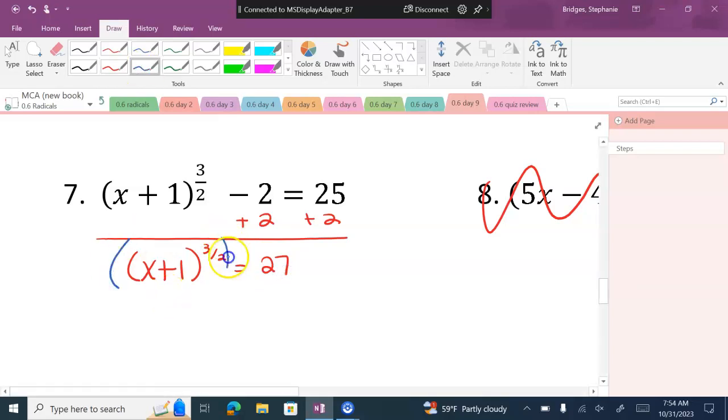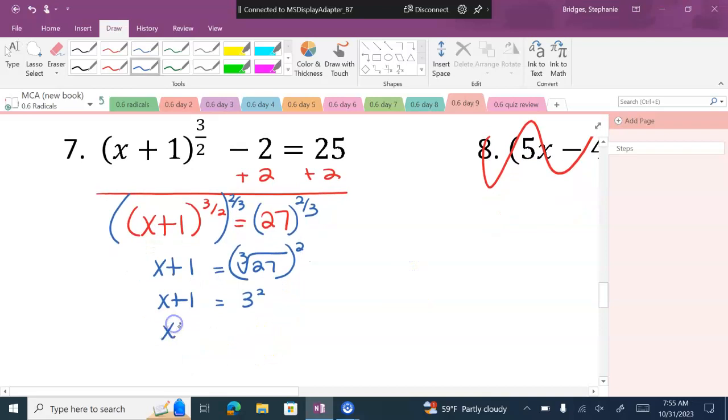Now what do I raise both sides to? Yeah, 2 over 3. So that's going to be x plus 1, and then I'm going to take the cube root of 27 and raise it to the 2nd power. What is the cube root of 27? 3 squared is 9. And then I just subtract that 1 over, and you guys got what? 8. Okay, and again, you can plug it back in.